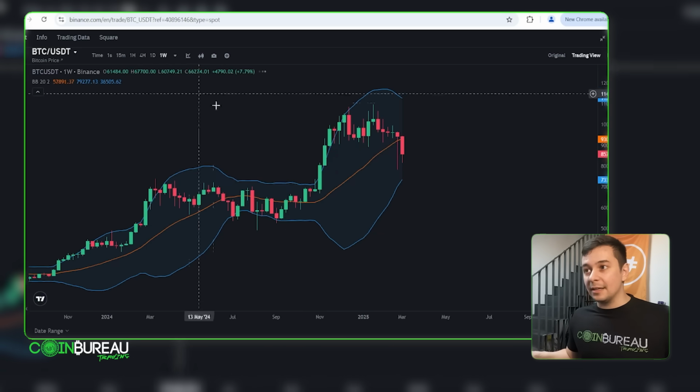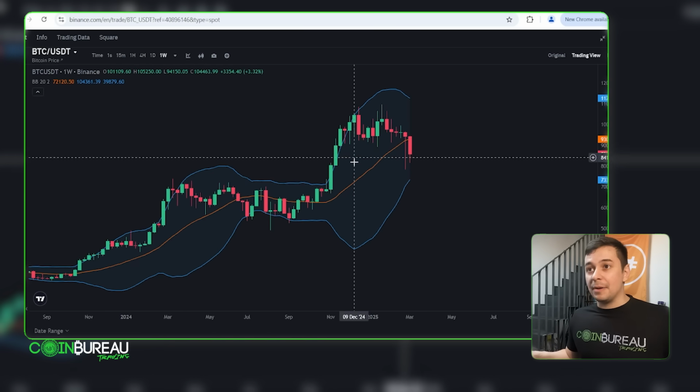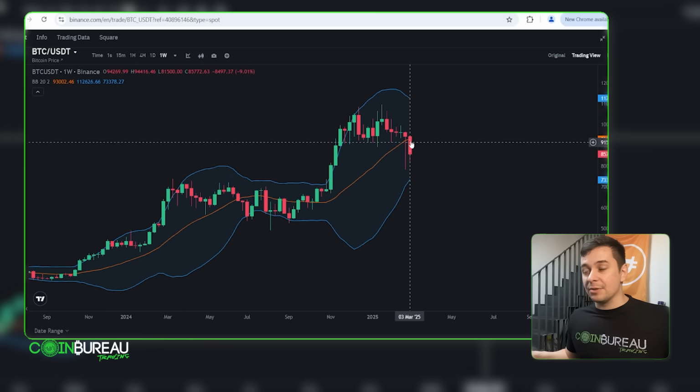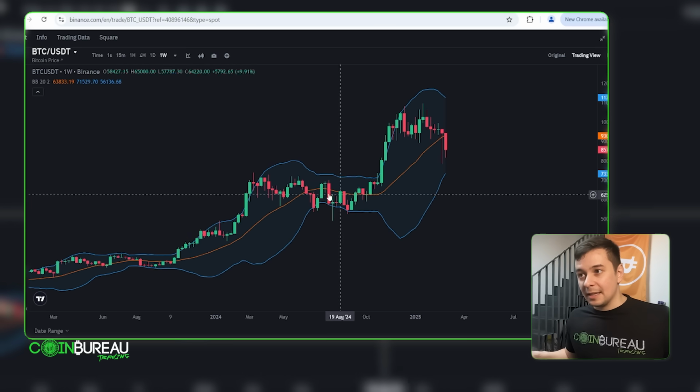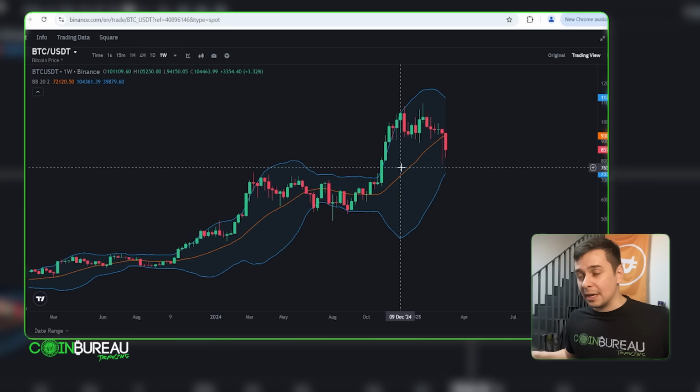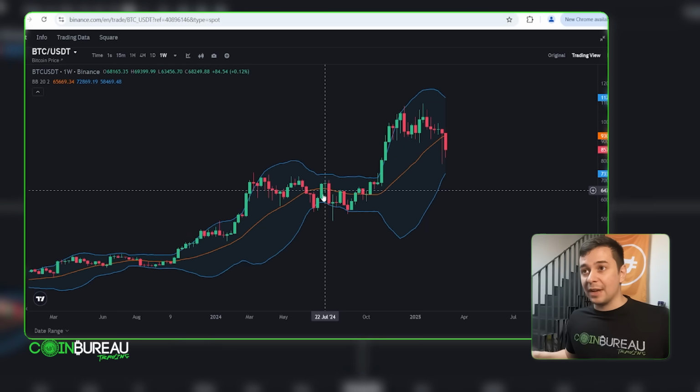And then zooming into the weekly, we can see that right now Bitcoin is below the Bollinger Band moving average on the weekly, and that's something that tends to happen when there's a short-term correction, like what we saw over last summer. We saw a temporary fall below the Bollinger Band moving average, or just chopping around there on the weekly, for Bitcoin.